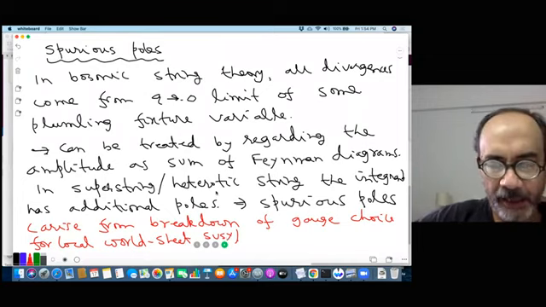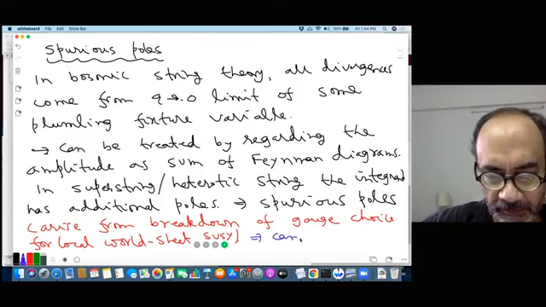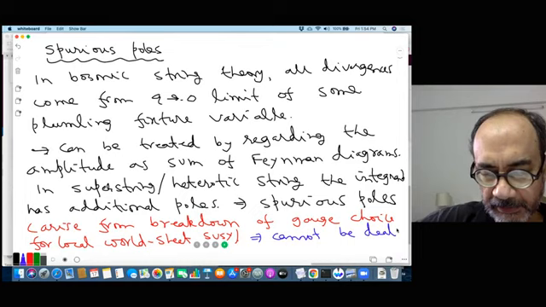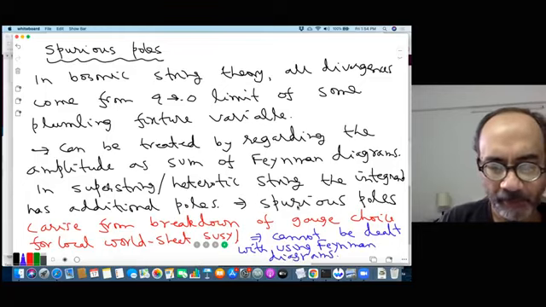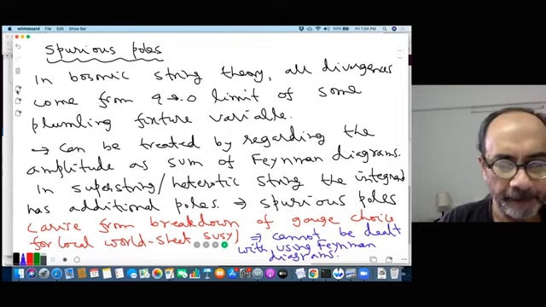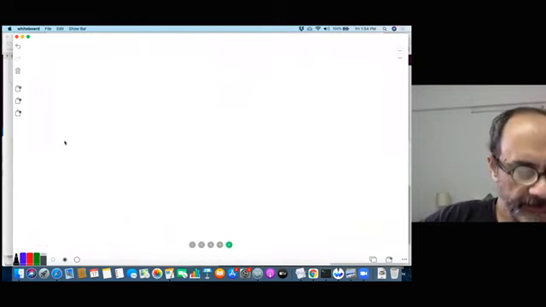And these cannot be dealt with using Feynman diagrams. So we will now describe where they come from and how we deal with this. So let me just give some example first.